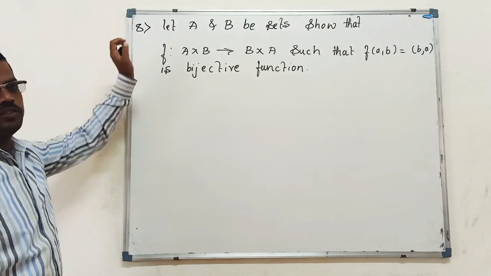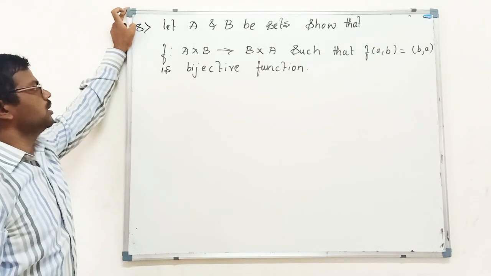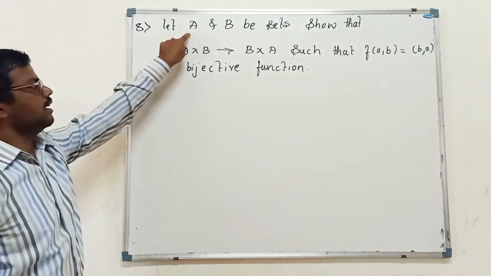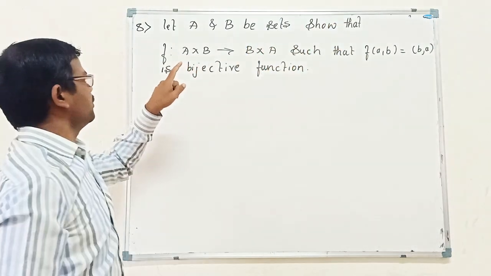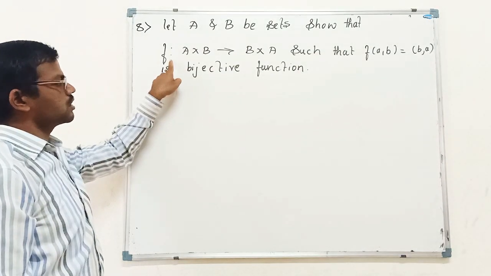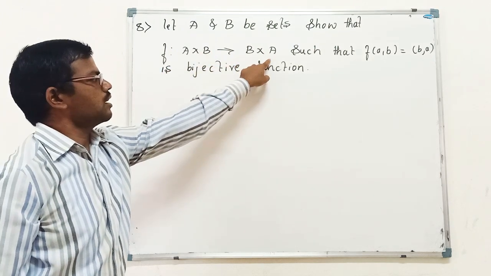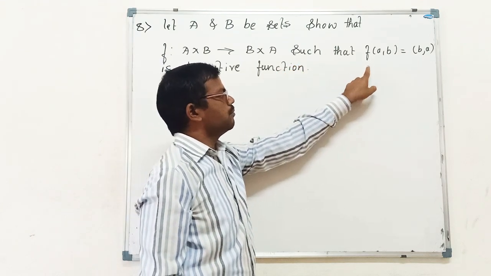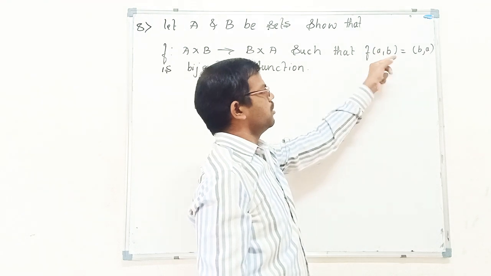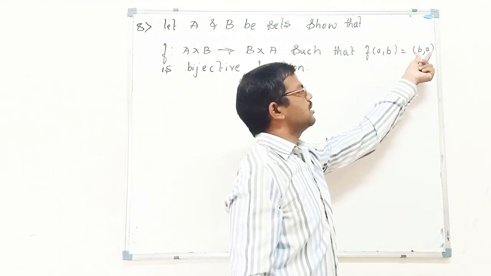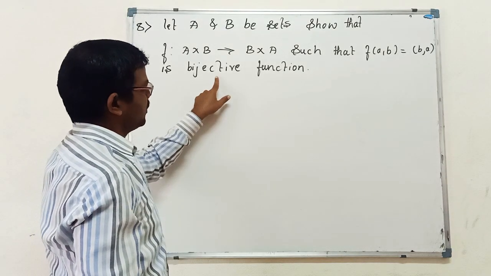Next we continue with the problem left in the previous video, up to 7 we have completed. So next we come to the 8th problem. Let A and B be sets. Show that the function f from A cross B to B cross A, such that the image of the pair (a, b) is (b, a), is a bijective function.